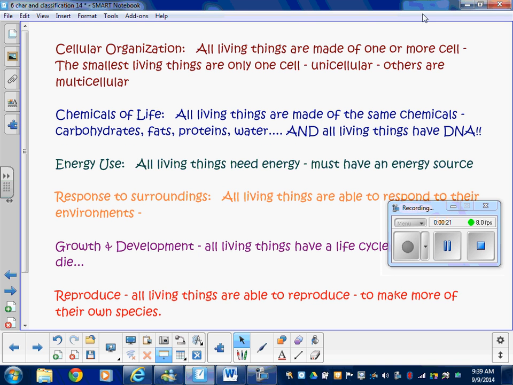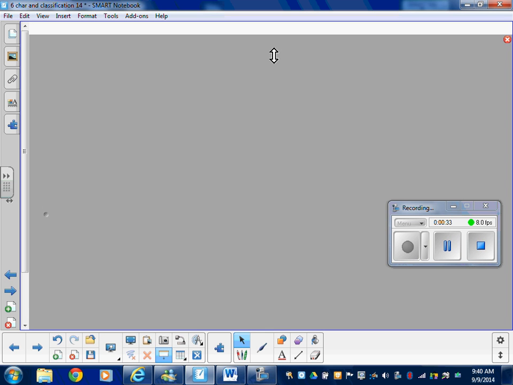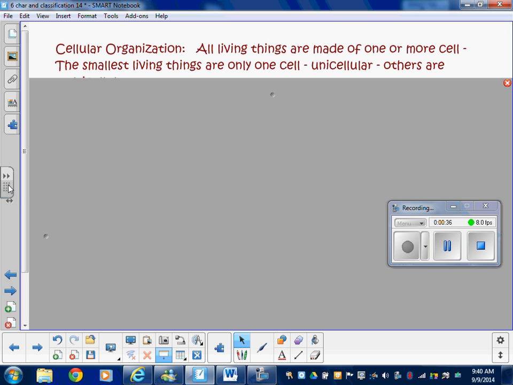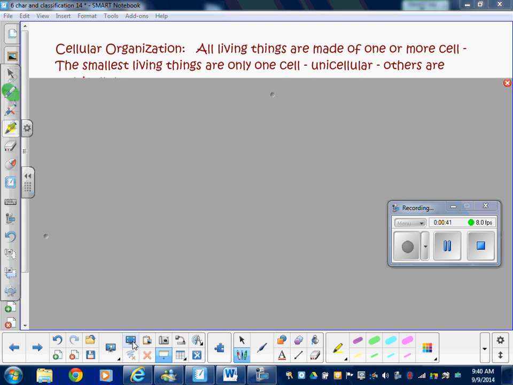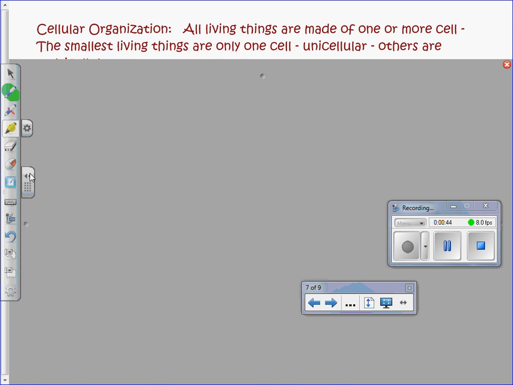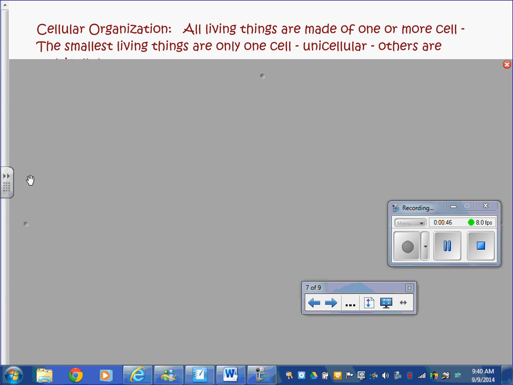So here, let's actually do them one at a time. Okay. So first of all, and they don't have to be in any particular order, of course, but this is just the order they are in the textbook. Cellular organization. Now, some of these, like this one, in the textbook, I think the way they word them is maybe a little bit confusing.